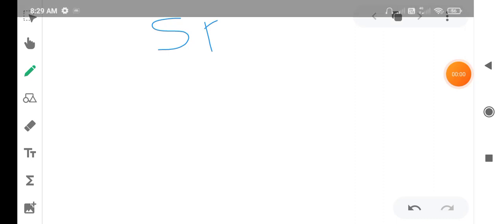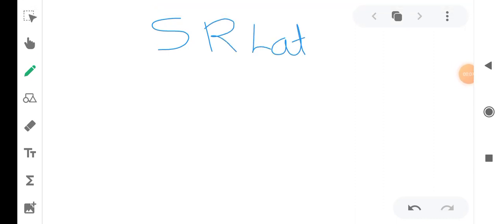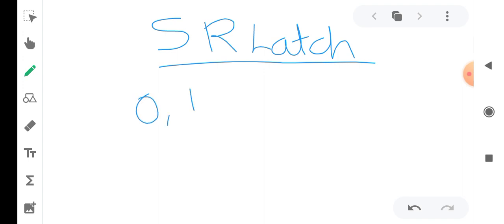In this class we study the SR latch. So what do we mean by latch? A latch is a basic storage element. It is called a latch because it latches between 0 and 1. Latch is a storage element.